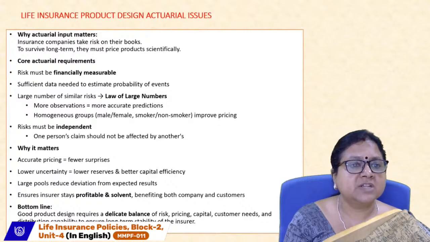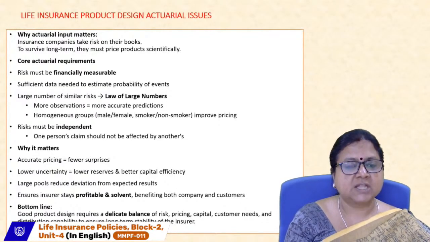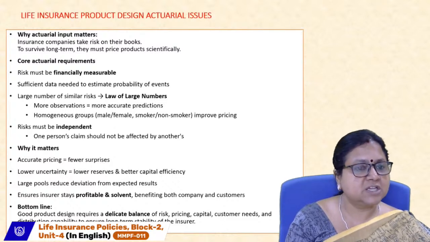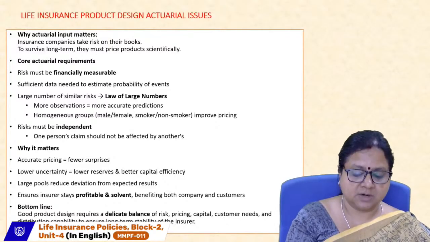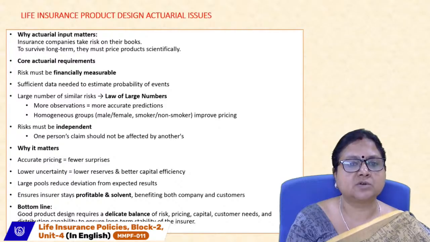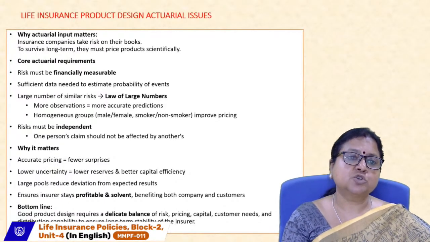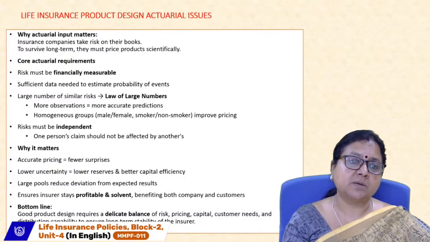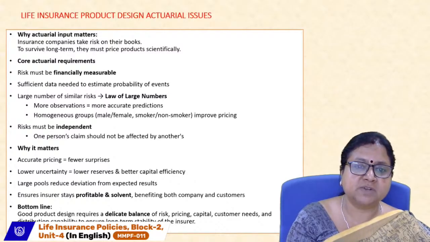So the risk must be financially measurable. If you see a person who does not have any sort of medical issues, the risk covered for that person differs from that for a person who is suffering from diabetes, or a person who already has one stent in his heart, where the risk is again doubled. So the risk must be financially measurable by the companies.